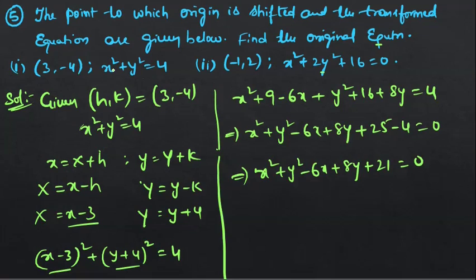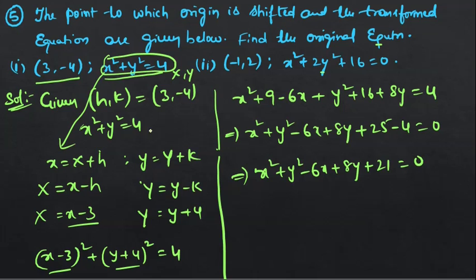Now we'll solve the next question, that is question number 5. The point to which the origin is shifted and the transformed equation are given below. That means h comma k is given, as well as the transformed equation. Find the original equation. Obviously this given equation is transformed, which means it is in capital X and Y format, right? We need to convert this into small x and y. So what is given in capital X and capital Y? Find the values of capital X and capital Y.